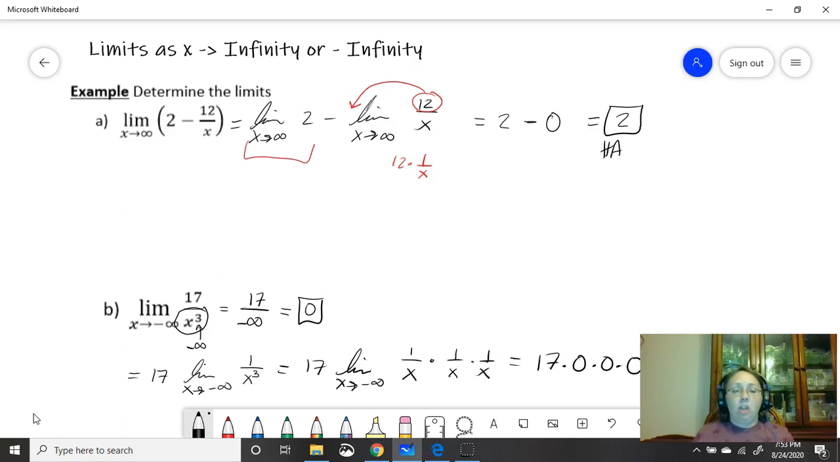Okay, so you can use the argument of what's happening to the infinity. It's getting bigger even faster, so it's still going to infinity. Or you can use this argument of breaking it up and using your limit rules.